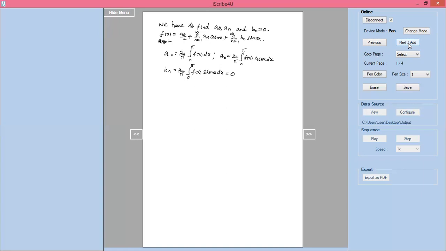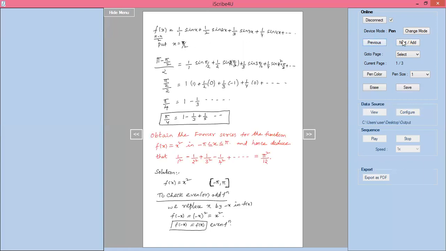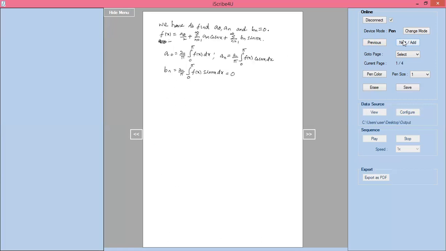Only what you have to find, that only you should write. Bn should be 0 according to the even function and odd function concept. If the given function is an even function, you have to find a naught and an, and bn is 0. Now a naught is nothing but 2 by pi into integration of 0 to pi of f of x into dx.